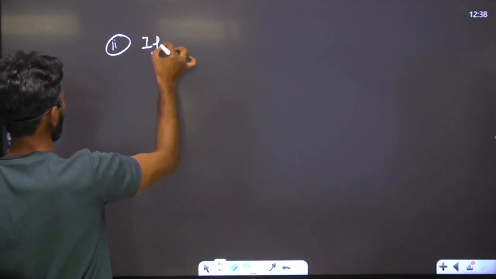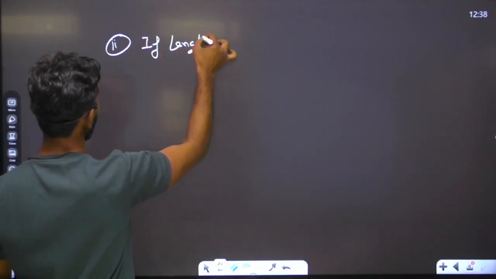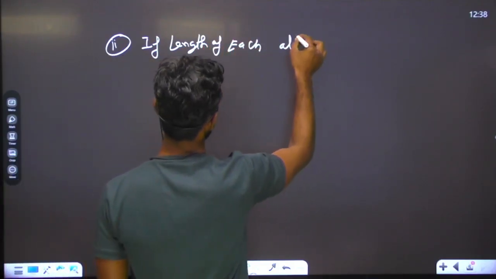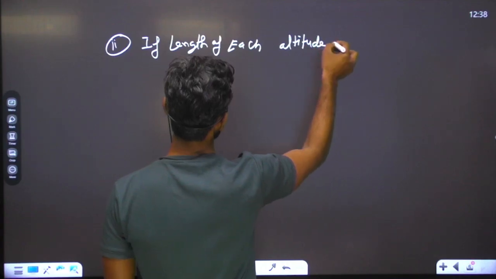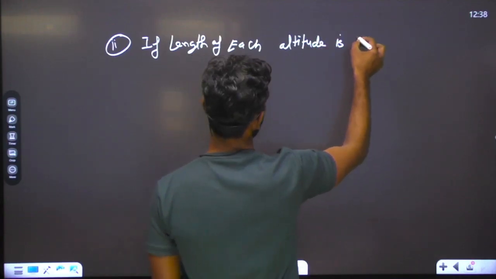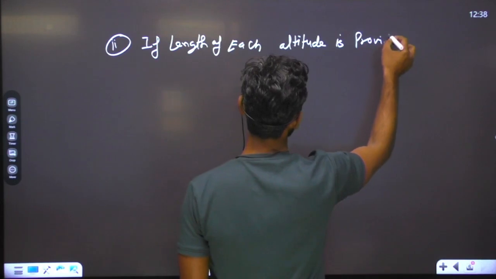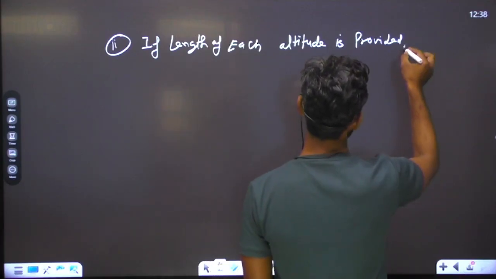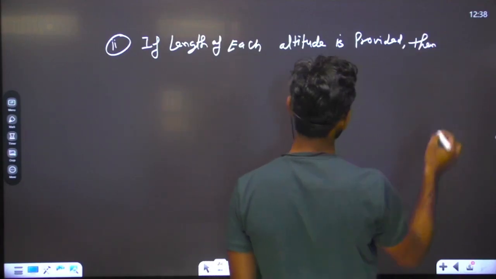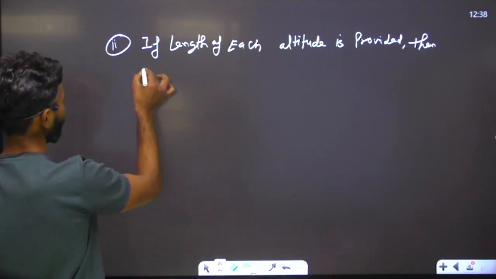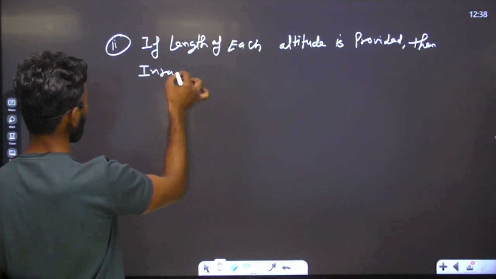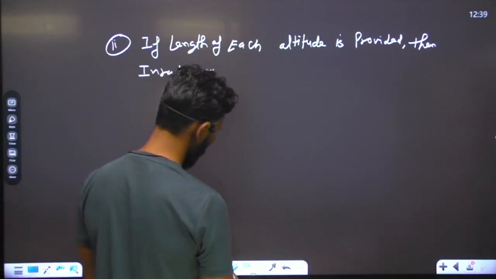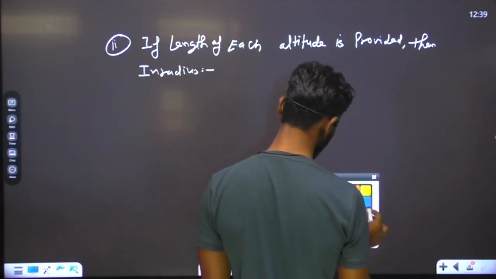If the length of each altitude is provided, then in the inradius, okay, I'm doing a triangle first. Okay, we will discuss that.